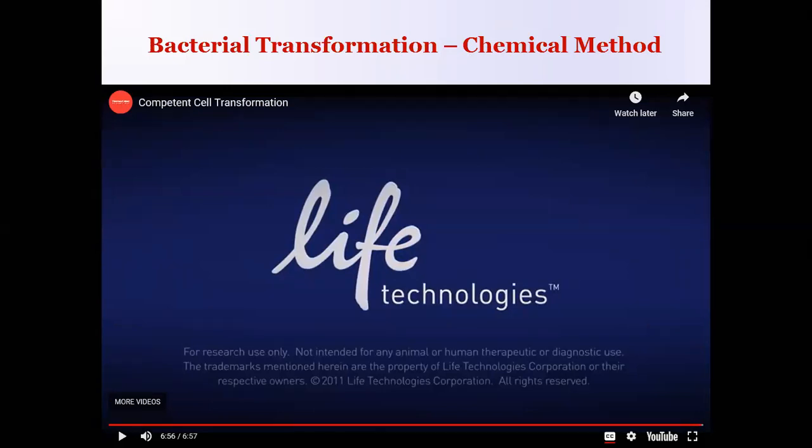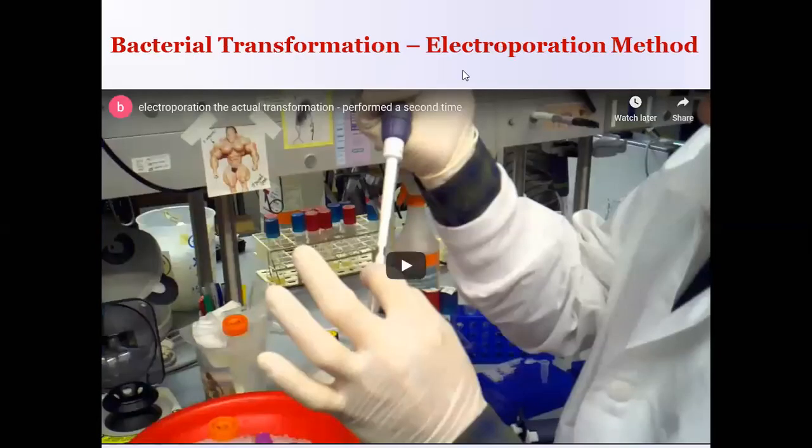So this is transformation. And what about the electroporation method? This video is not professional, but I didn't find any video that could walk us through the lab. It is not optimal, but this is what we are actually doing in the lab for the electroporation method. So this is the electroporation. Let's check this out.